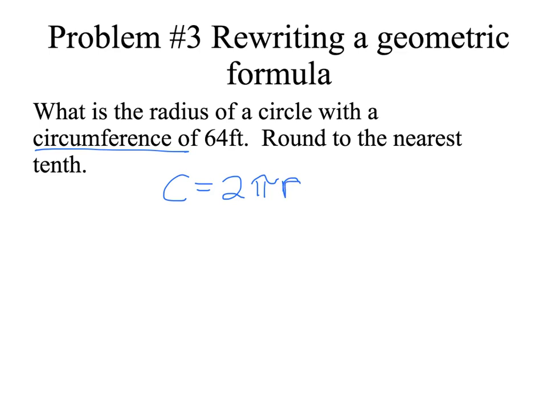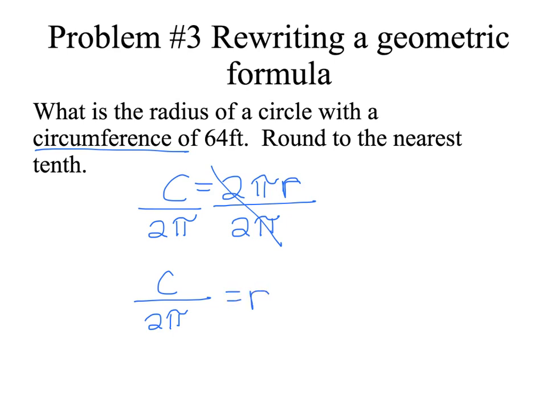So to solve for the radius, you have to divide both sides by 2 pi to cancel out the 2 pi's. Okay, so we have this equation, circumference divided by 2 pi equals the radius. So now if it says what is the radius of a circle with a circumference of 64, we can just do 64 divided by 2 pi, and that's going to equal the radius. And when you put that in your calculator, you get about 10.2 feet. 10.2 feet is the radius.